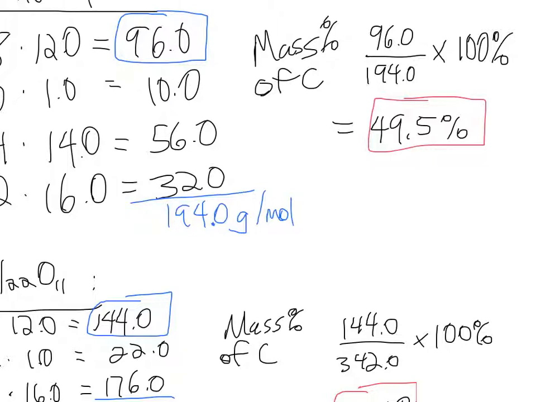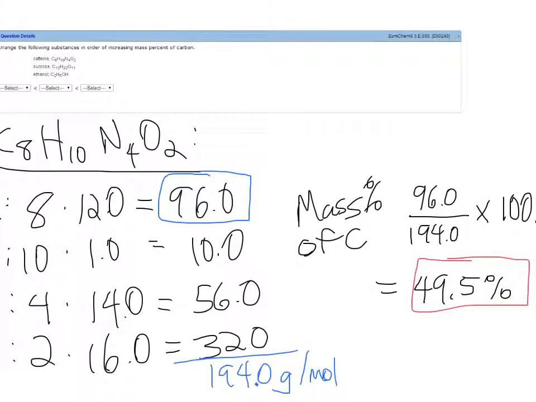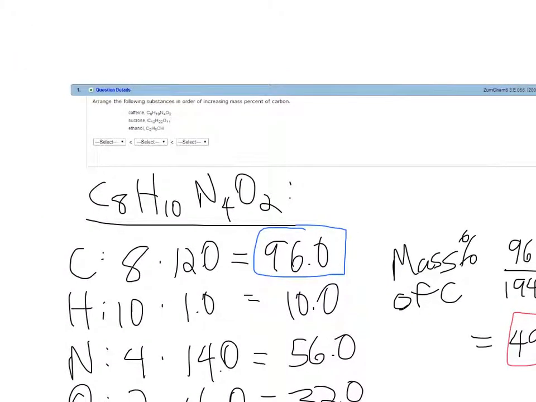So since they're asking us to rank these, and they want us to go from lowest to highest because it's asking for increasing mass percent, the lowest was 42.1. That was the sucrose. The next lowest was caffeine at 49.5%. And the highest mass percent of carbon was 52.2%, and that was found in ethanol.